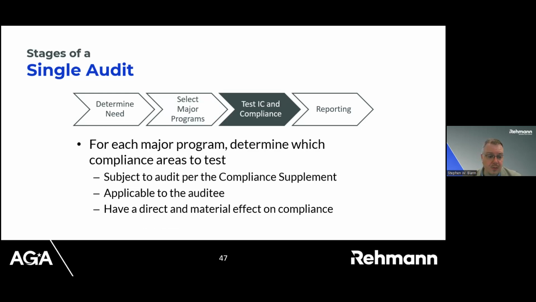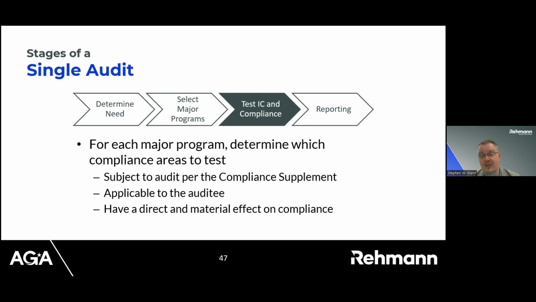So having picked the programs, the auditor then has to ask themselves the question, what compliance areas should I test? Now, the compliance supplement, which we're going to show you in a minute, has a list of 12 different compliance areas. And each year, the feds get to pick up to 6 of them that they want the auditor to focus on. There may be others that are applicable. You have to follow all the rules, but the auditor is only going to test up to 6. And the feds can't count. So when they say 6, they actually mean 7 a couple of times. It gets a little confusing.